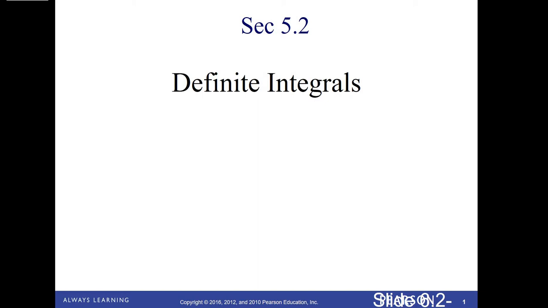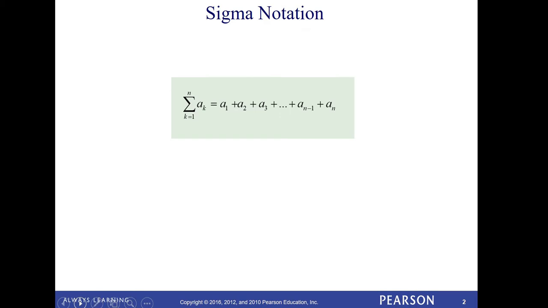Section 5.2 is definite integrals. We're going to briefly revisit the sigma notation, something that you should have seen already. Again, refreshing our memory, this is the sum as k goes from 1 to 10 of a sub k, where a sub k is any term in the series. So we start with a sub 1 plus a sub 2 plus a sub 3, all the way until we get up to a sub n, whatever it may be.